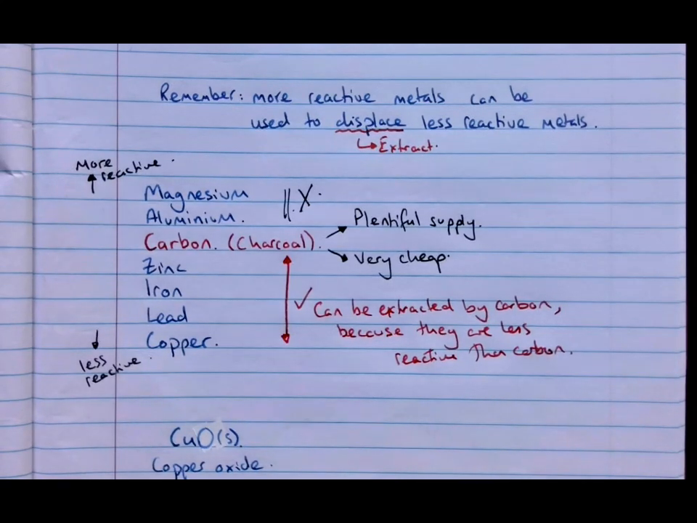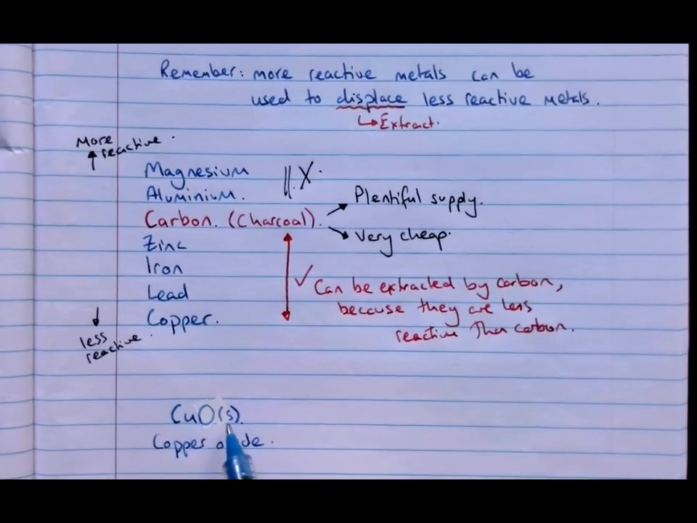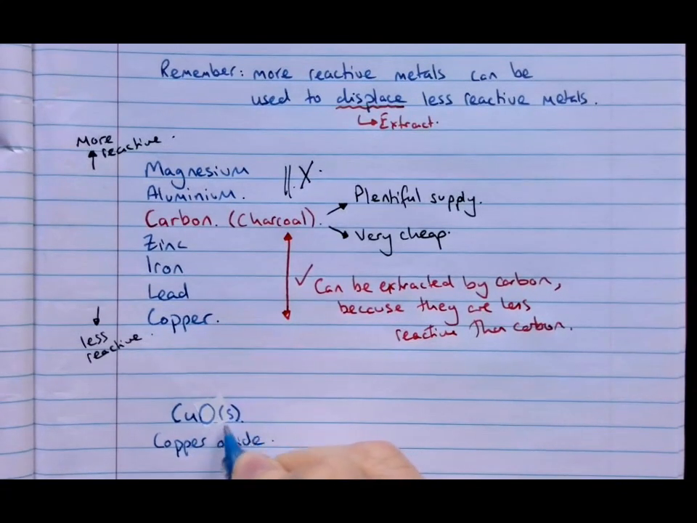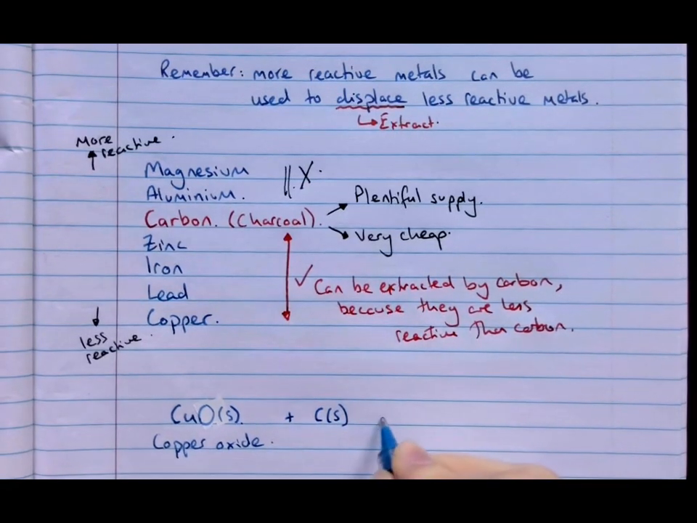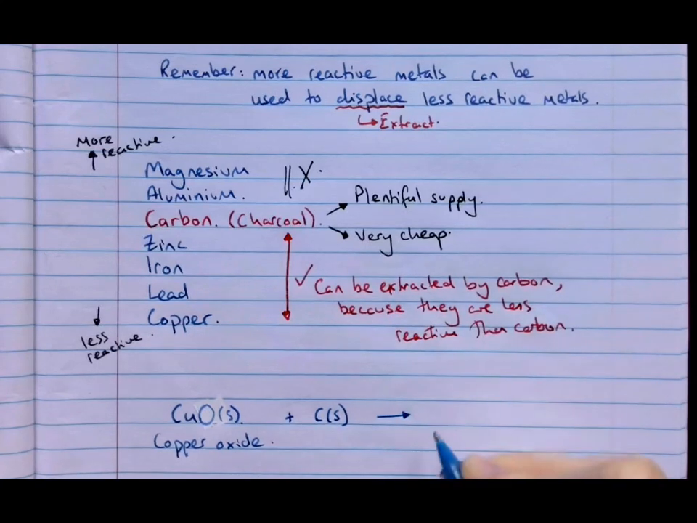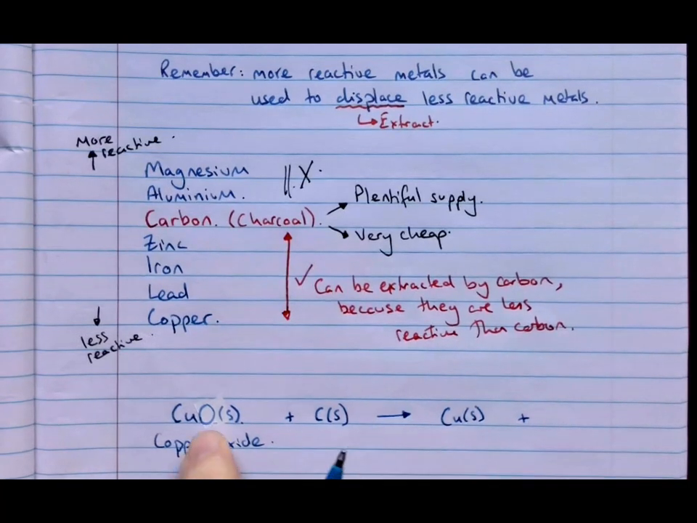So we take our copper oxide, and I'm going to react it, so it's in the solid state. I'm going to react it with some solid carbon, just like charcoal. Heat it up, and you get your copper metal. That's what you want. You've now extracted your metal.